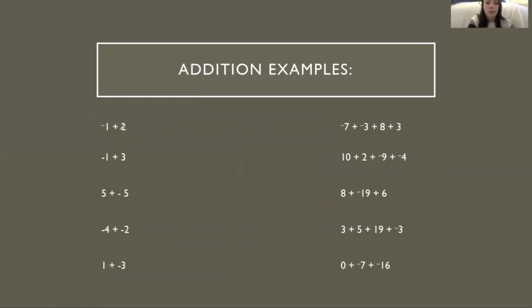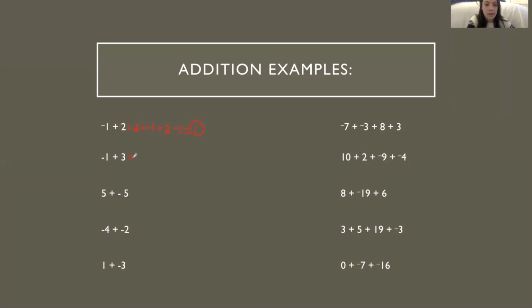So -1 plus 2, whenever you're adding a positive number to a negative number, you can switch the order. So it is just 2 plus -1, and 2 plus -1 essentially means 2 minus 1. So then our answer, 2 minus 1, is going to be 1. And since 2 is the bigger magnitude and 2 is positive, our answer is positive.